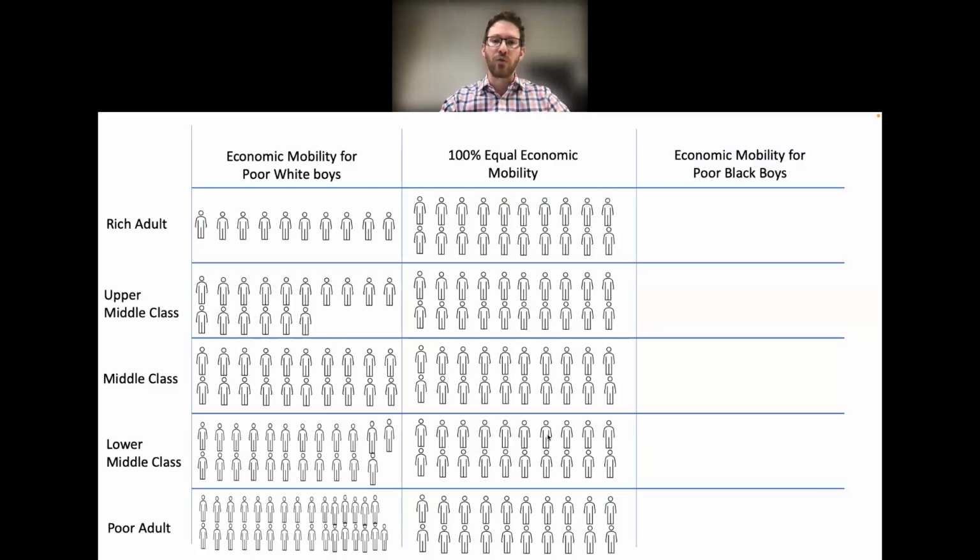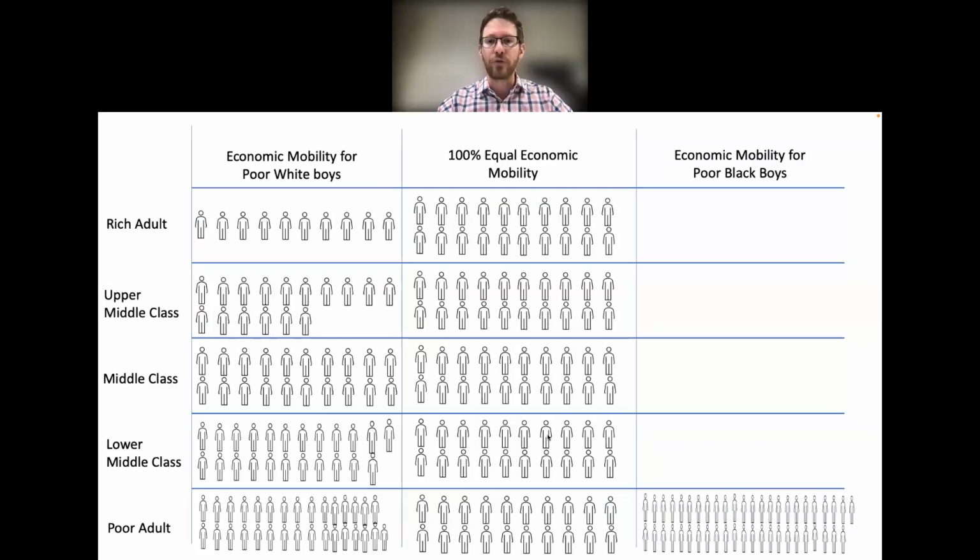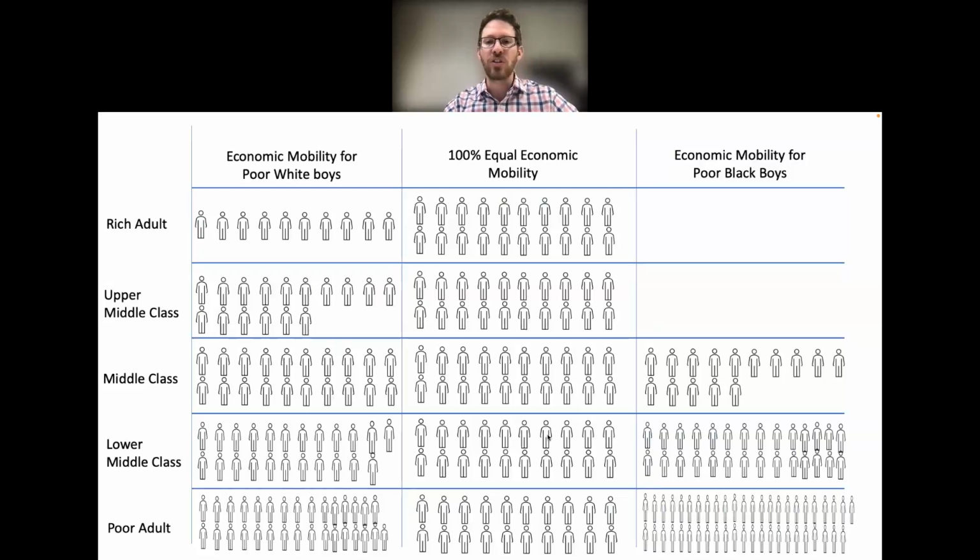It's even worse for Black boys who are born in poverty. 48%, almost half, will stay poor. 28% will move up into the lower middle class. 15% will move into the middle class. Only 6% will move into the upper middle class, and 2% move into the rich category. So this shows that race and class are big influences on our abilities to have economic mobility.